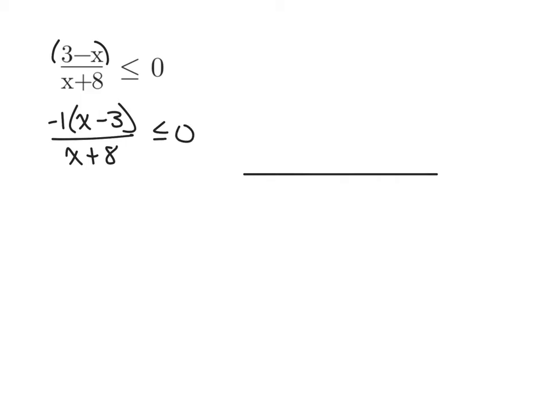Now, we identify our most important numbers. This -1 does not give us a 0, but x minus 3 does. That gives us a 0 of 3. And x plus 8 gives us a 0 of -8. -8 will make the fraction undefined, whereas 3 would make the fraction equal to 0. So now, test each interval.